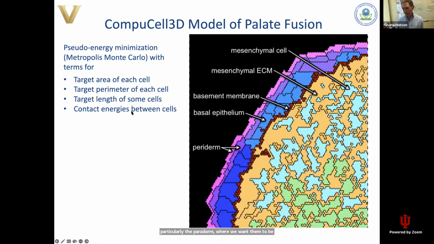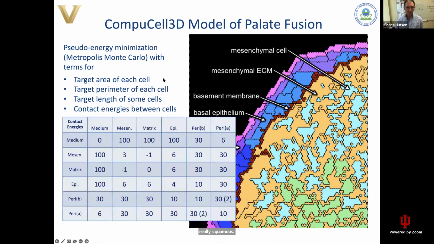And obviously we have contact energies between all the cells. And just to give you an example of how the contact energies get set up, because now we have a system with lots and lots of cell types here. So how do we think about this matrix, and getting the behaviors we want out of the energies that we set up?